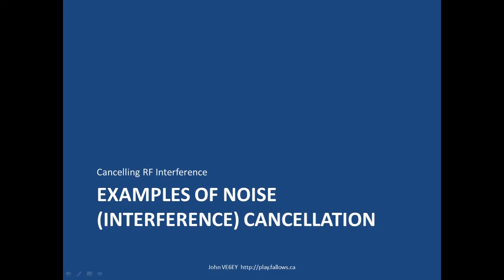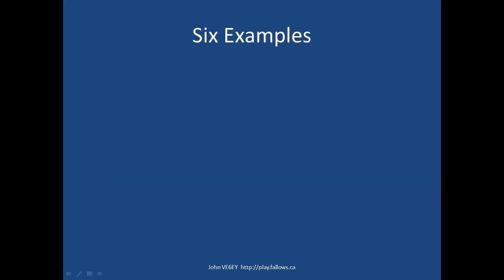So what I'm going to do now is give you some examples, and I've got 6 examples. So the first one is no noise, clean bands. This is what it's like at my home listening on my shortwave gear when there's no interference from the neighbors.